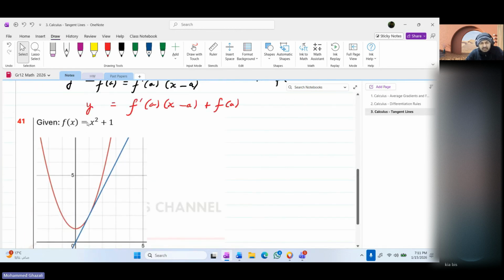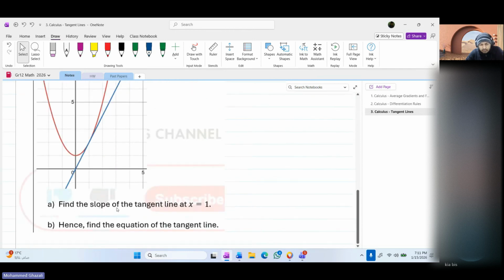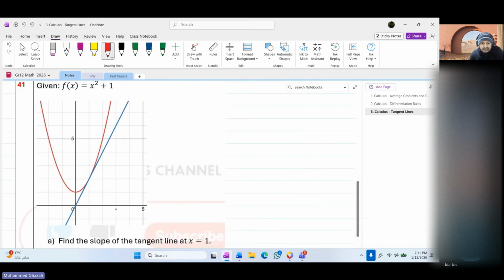Now see, the graph is given, f of x is equal to x squared plus 1. And find the slope of the tangent line at x is equal to 1. Slope or gradient, same thing. What is the slope of the tangent line at x is equal to 1? Very simple. We need to find f prime x. Remember, to find the slope or gradient, we need the gradient function of the curve. And we want it at x is equal to 1. x is equal to 1 is right here. We want to know what is the slope at this point, 1.